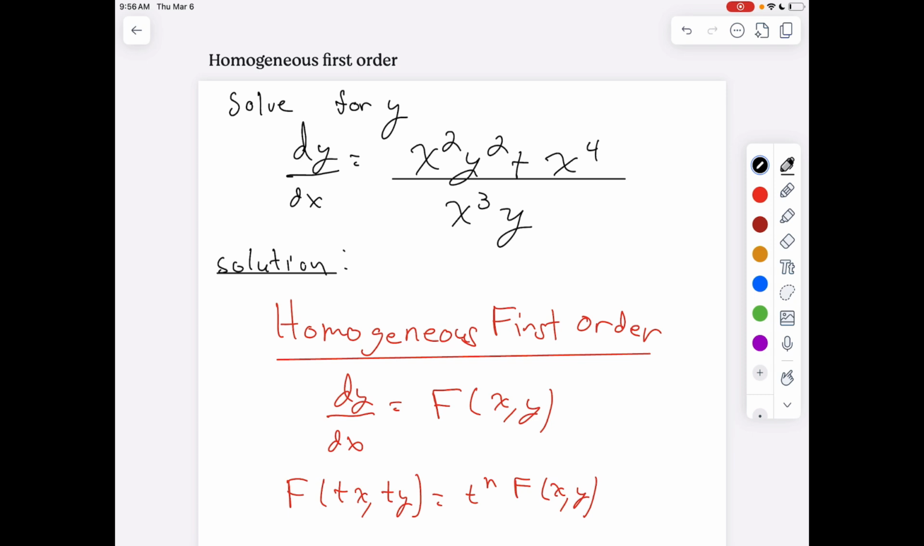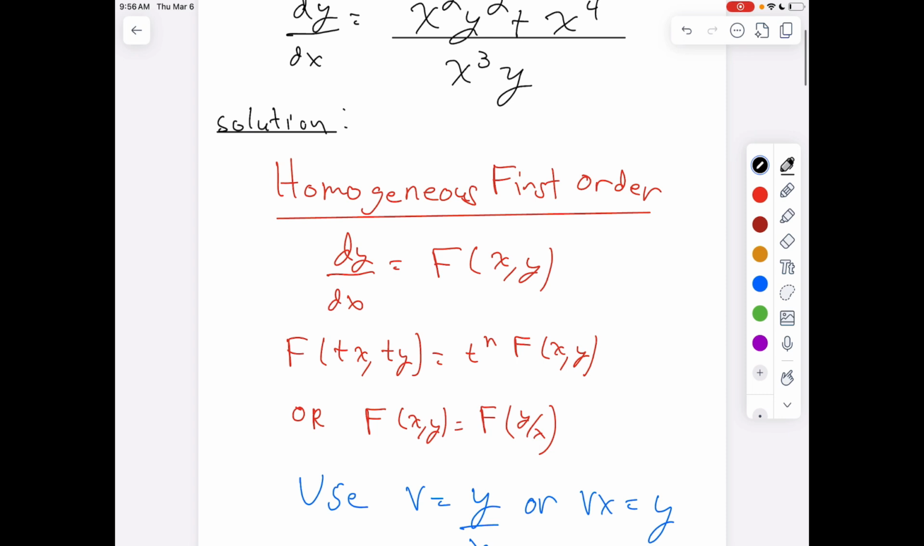When you're given a first order equation dy/dx equals f of x, y, it's homogeneous if the following happens: if you take f of tx, ty, it's equal to t raised to a power of n times f of x, y. In other words, if you replace x and y with tx and ty, where t is a constant, and after some simplification your result is that constant t raised to some power times the original f of x, y, the other side of the dy/dx, then it's homogeneous.